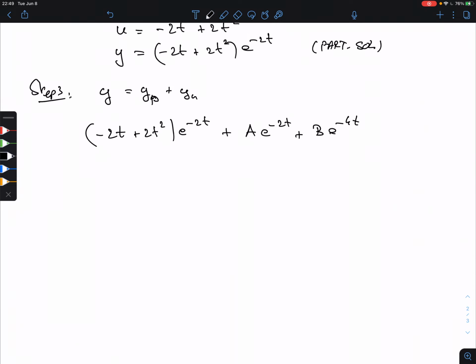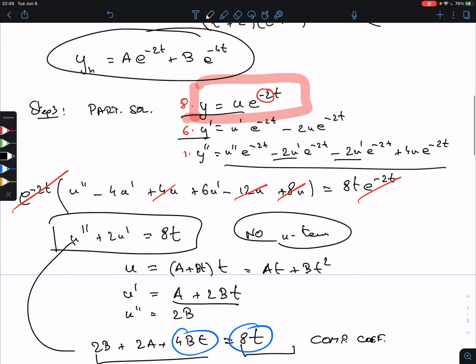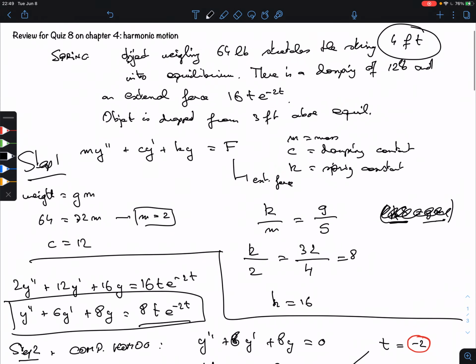Good. So that is our y. And so now we look at the initial conditions. What did the initial conditions say? Well, the object is dropped from 3 feet above equilibrium. Above equilibrium means that this is at time 0, should perhaps say. That's what is implicit here, right?